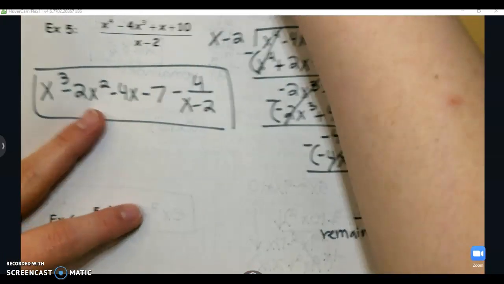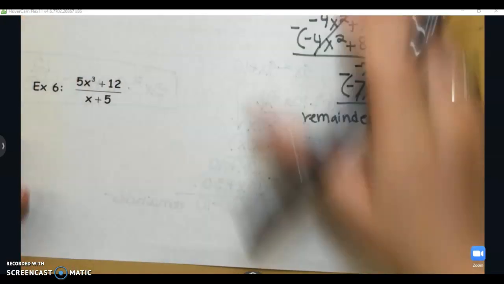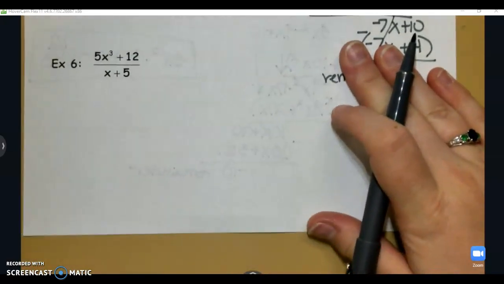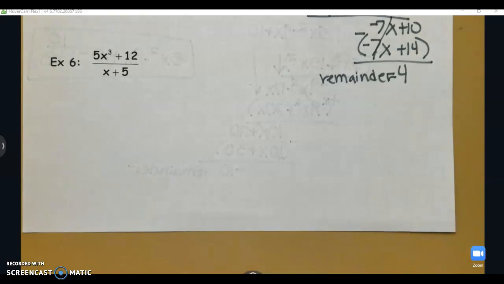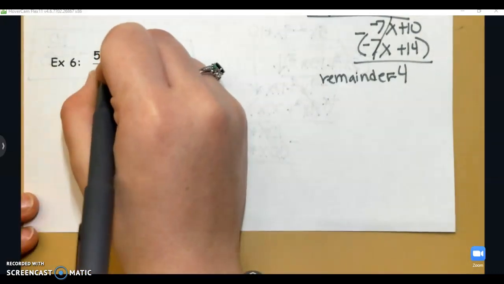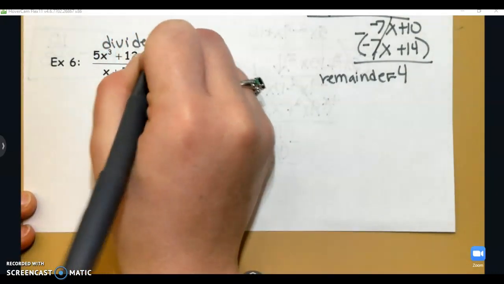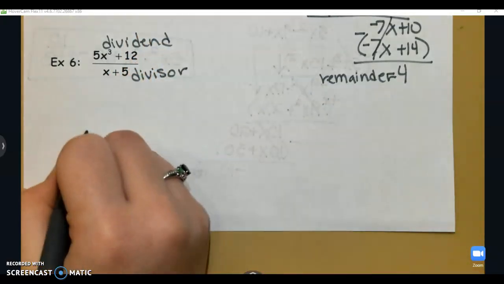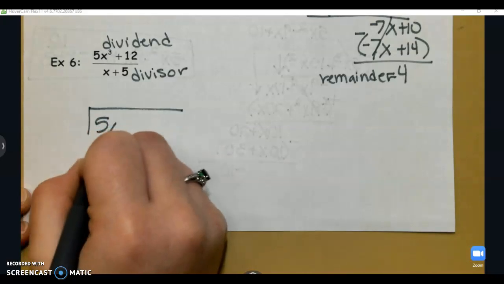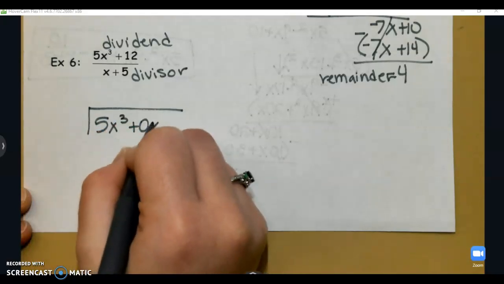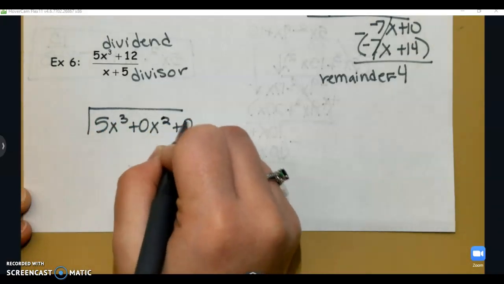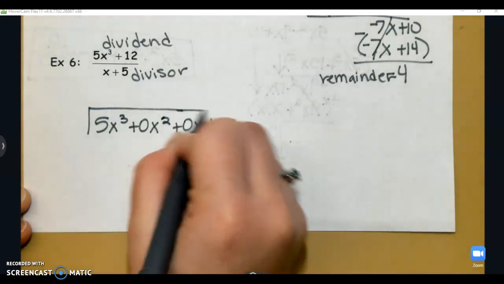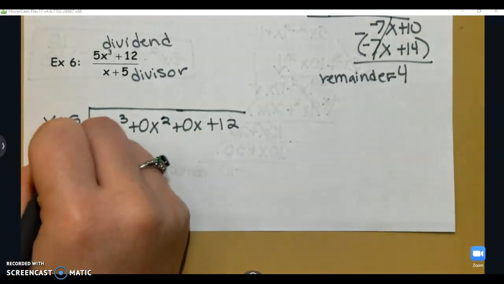And last but not least, on to example 3. We have 5x cubed plus 12 over x, divided by x plus 5. So this is our dividend, and this is our divisor. So the dividend is what goes inside the house. And again, we need to put placeholders for powers that we don't have. And we're dividing by x plus 5.